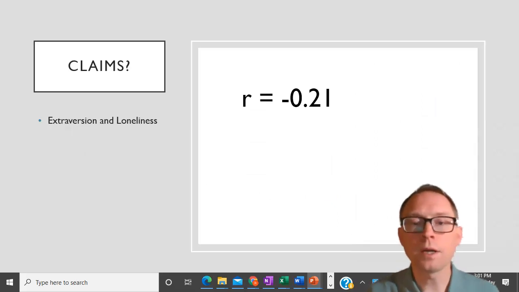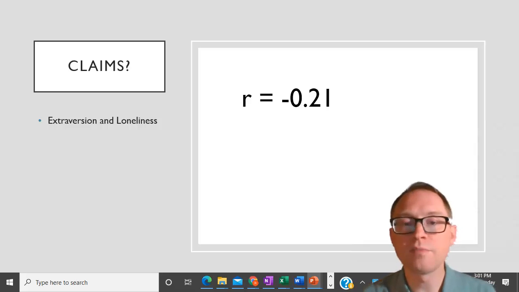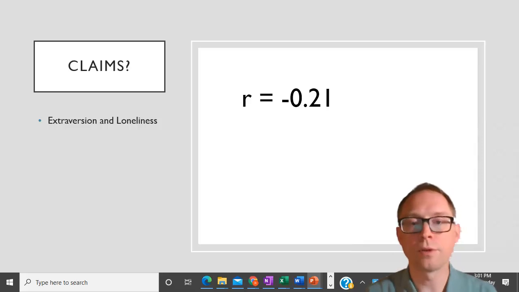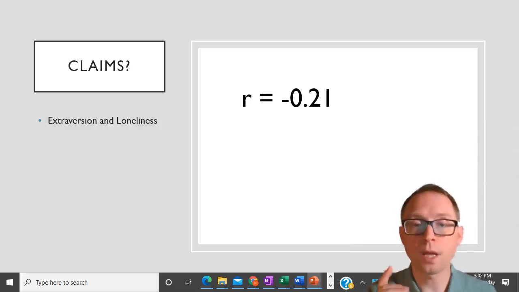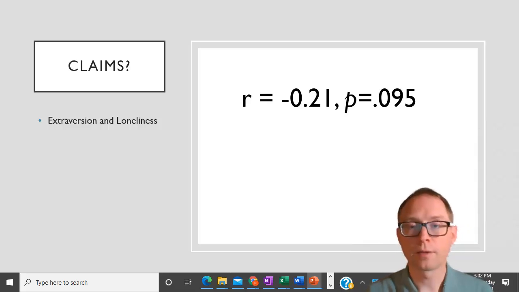So here is the data that I got from extroversion and loneliness when I put those two together. I got R equals -0.21. Should I reject or fail to reject the null hypothesis based off of this statistic? The answer is I don't know yet, because we need to know the p-value for that.